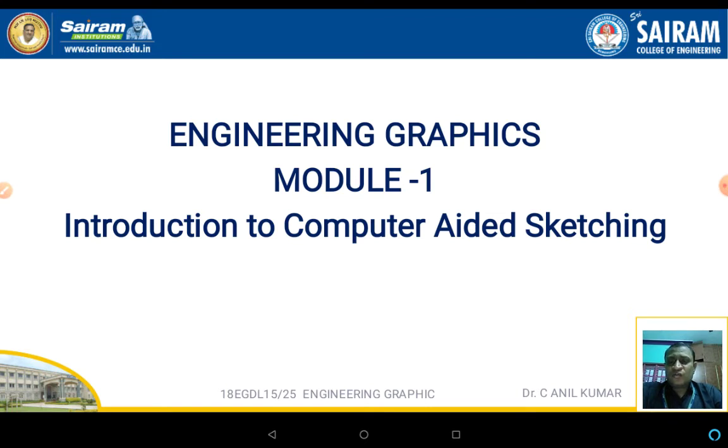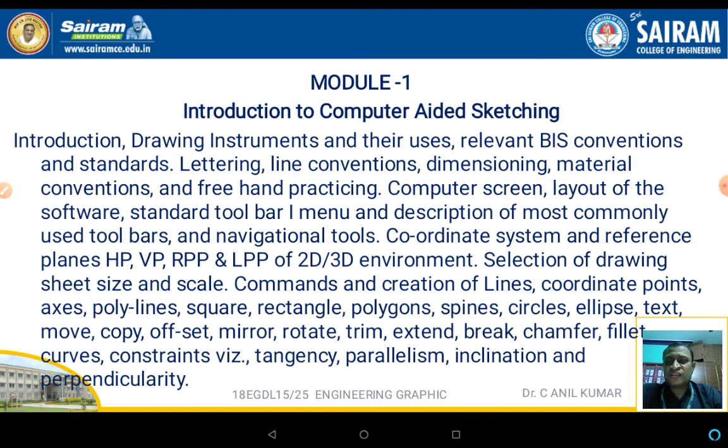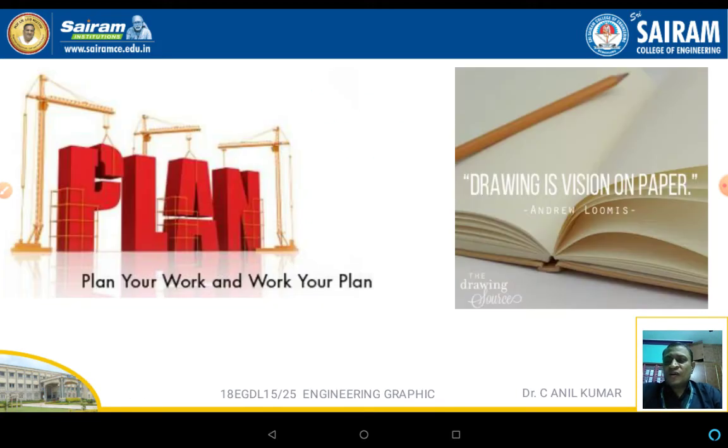In this, module 1 consists of the introduction to computer aided sketching. Computer aided sketching consists of three parts. The first part is with respect to the basic instruments, and the second part is with respect to the conventions, letterings, and also the dimension. The third part is with respect to the coordinate systems, and the last part is the same thing with the use of the computer.